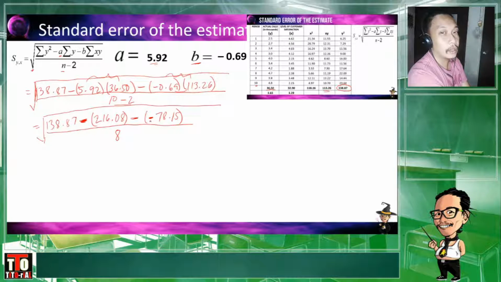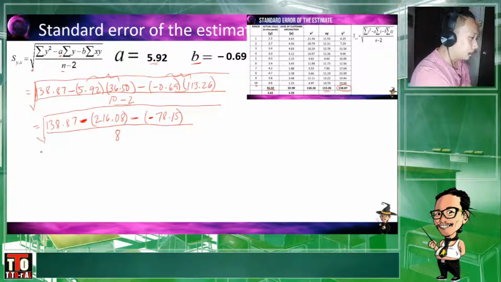Yan. Kaya hindi, alam nyo na kung ba't sa huli na ako naglalagay ng square root. Ang pangit ko talaga magsulat.